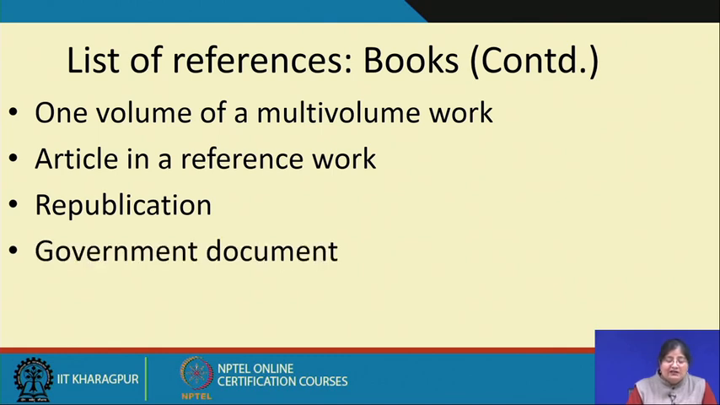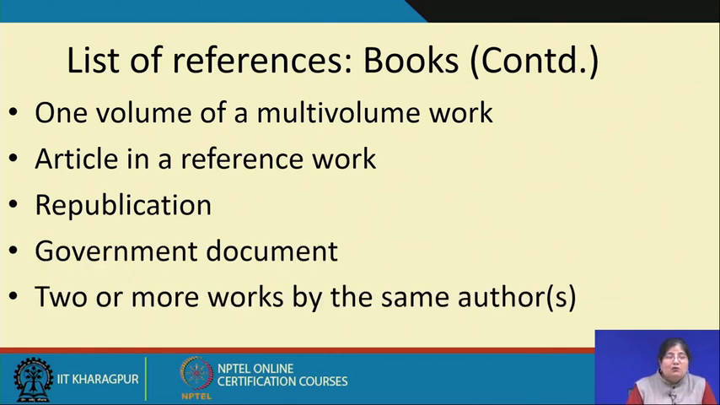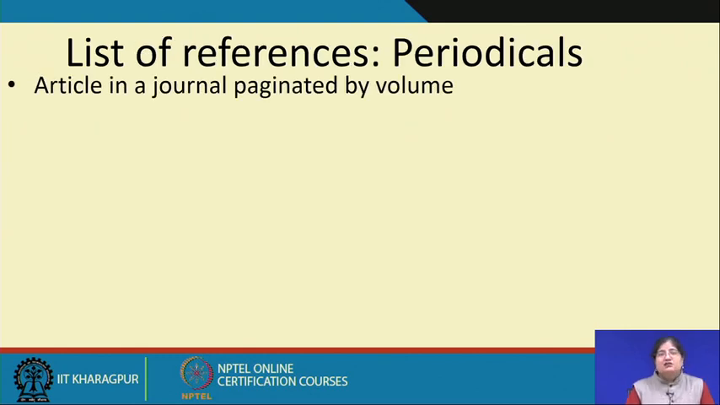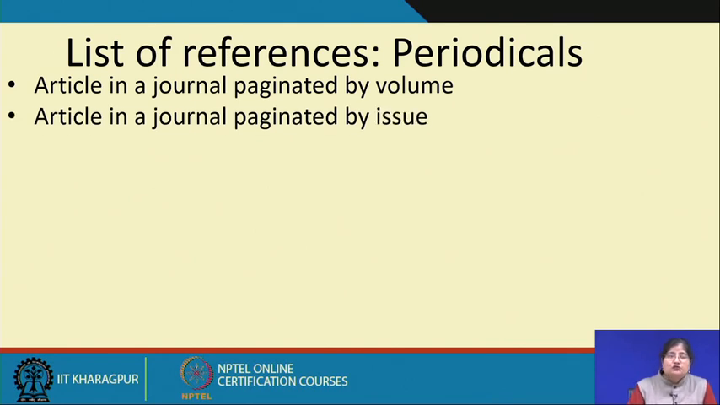So you have to see government documents, two or more works by the same authors. Then periodicals, journals: articles in a journal paginated by volume, an article in a journal paginated by issue. Many times in a journal, the volume refers to the year, typically the year of publication. Issue refers to the number of publications within a year. So if a journal produces say 3 or 4 journals, they bring out an issue every quarter. So it will be volume 10, issue 3, which means that this is the 10th year of publication, and the journal was probably published somewhere in September.